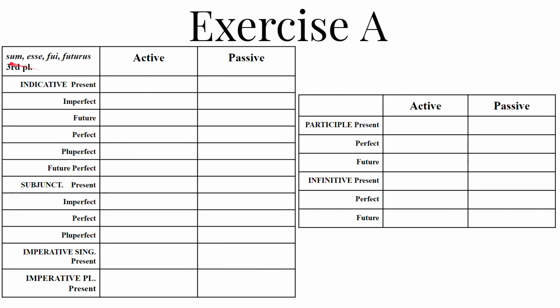For the imperfect of sum, you wrote erant here. Here you're going to write P-O-T in front of the erant, and you get poterant. For the future of sum, you wrote erunt. For possum, you're going to write poterunt.